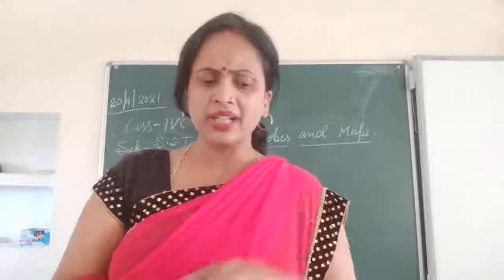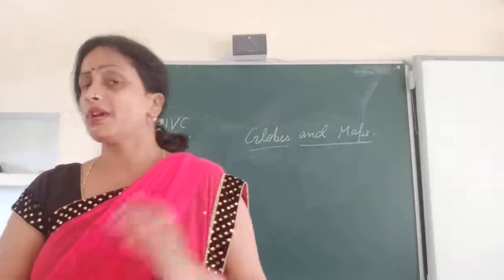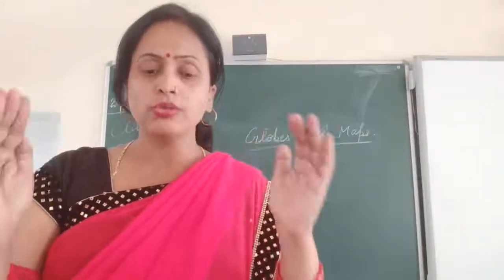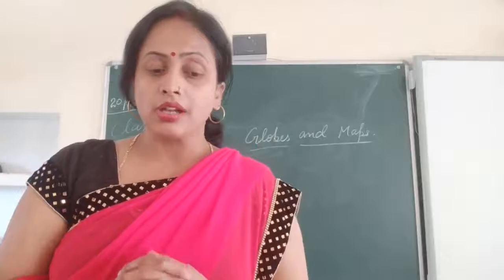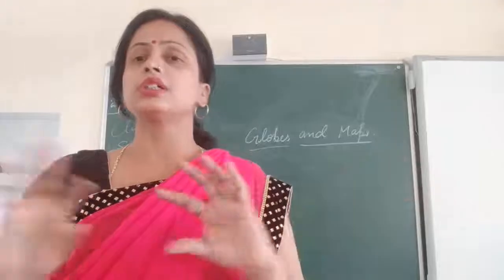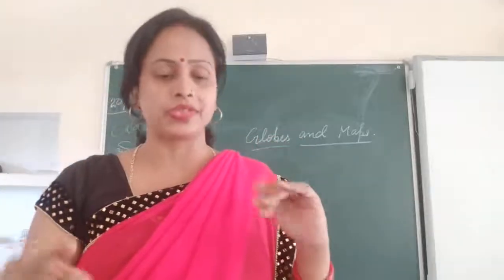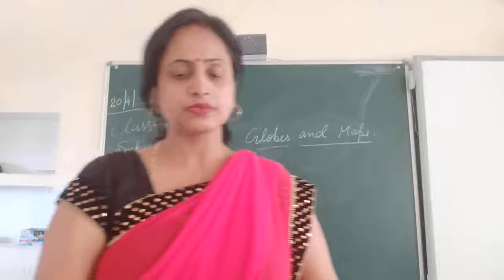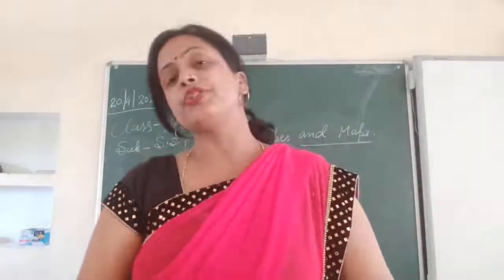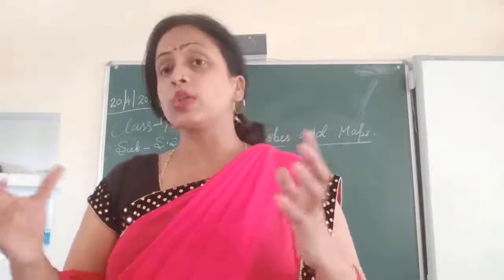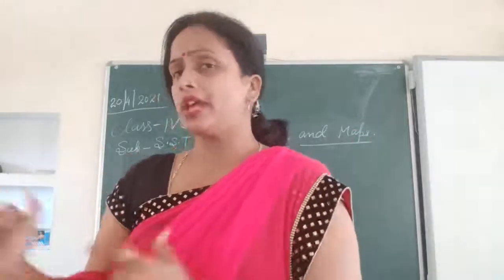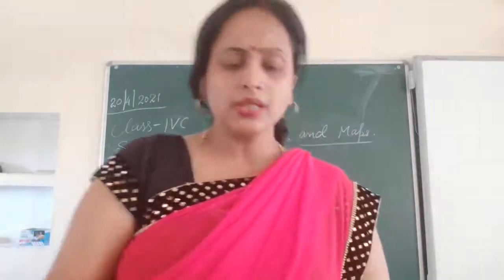The globes are not big enough to show all the details of the earth. What are the limitations? It is not big enough to show the details of the earth together, because it is not as big as the earth. It is only a model of the earth. They are also not easy to carry from one place to another. A globe is big and spherical in shape, so it is difficult to carry.